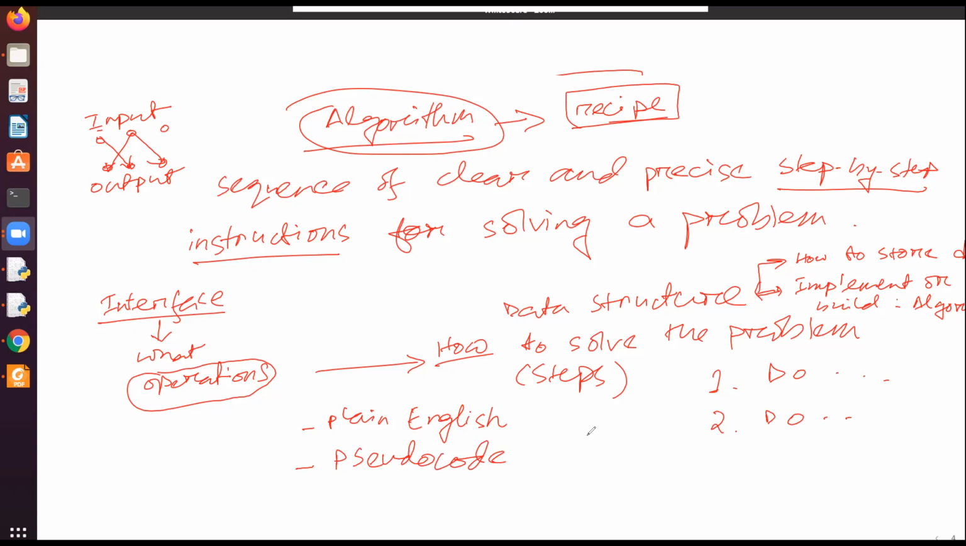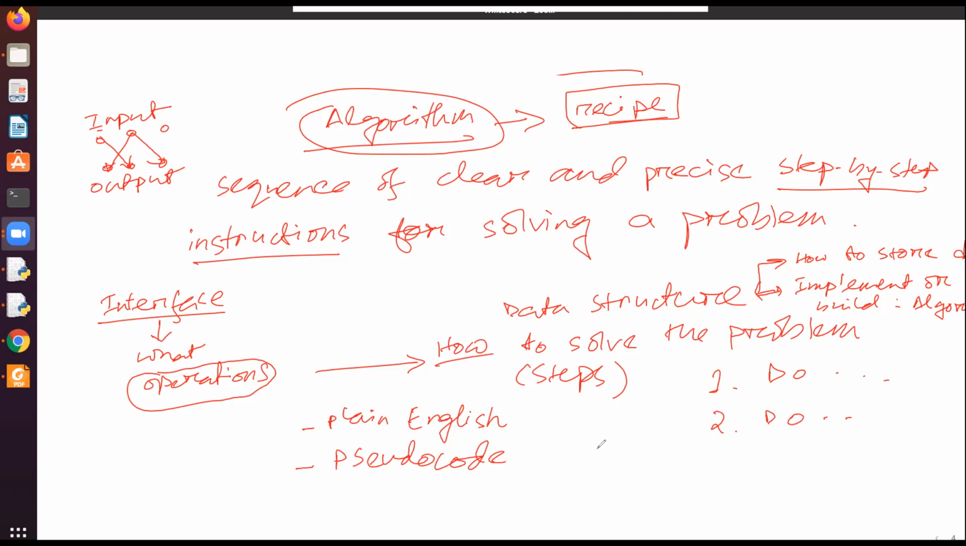Pseudocode is something like code, but it is not code of any particular language. It looks like a programming language, but actually it is not a programming language. The idea is that by looking at a pseudocode, you can implement the algorithm using a particular language, be it C or Java or Python.